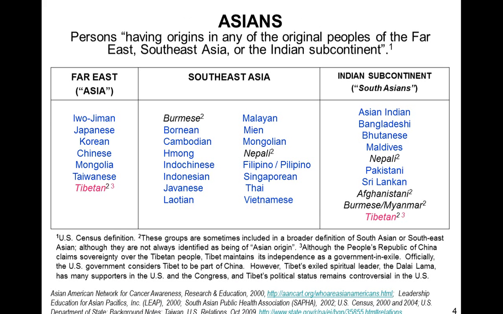The next slide talks about the different groupings of Asians. So for example, Asians are either from the Far East, Southeast Asia, or the Indian subcontinent. And as you can see, they're broken down further. Some of the examples you can see, for example, Far East are comprised of Japanese, Korean, Chinese, and Southeast Asia are comprised of, for example, Hmong or Filipino or Thai, and in terms of the Indian subcontinent, Asian Indian, Bangladeshi, Nepali, Pakistani, and Sri Lankan.